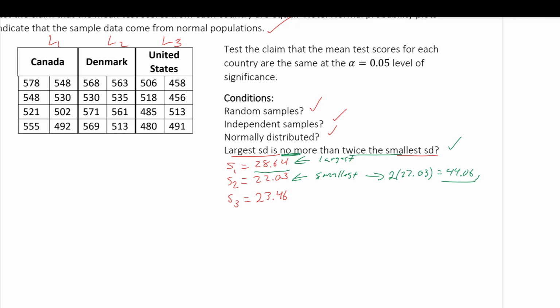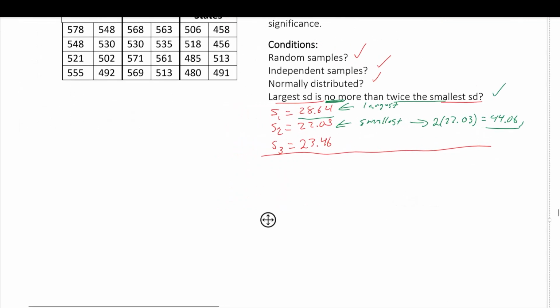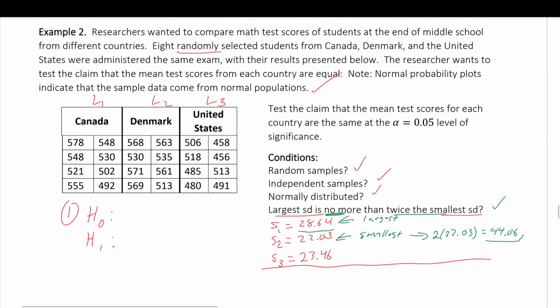All right, so let's continue with the 6-step process here. So step 1 is our hypothesis statements, null hypothesis, alternative. The null hypothesis, well, we're going to need to identify the claim statement. Where was that claim statement? Researcher wants to test the claim that the mean test scores from each of the countries are equal. Okay, so we say that mu1 is equal to mu2, which is equal to mu3, and that actually happens to be the claim. Okay, that they're all the same.